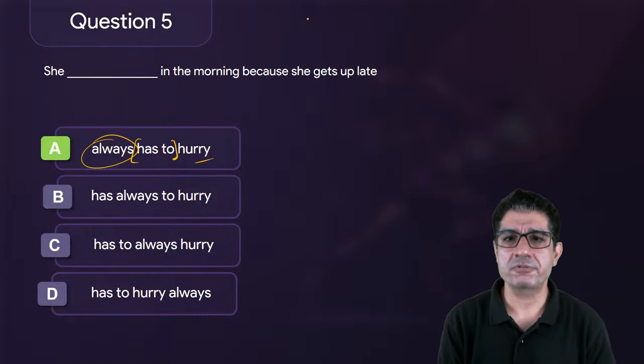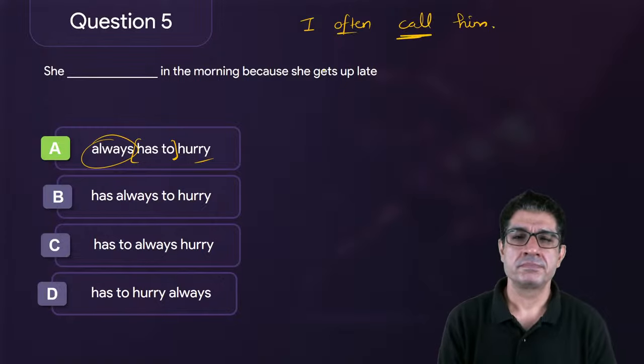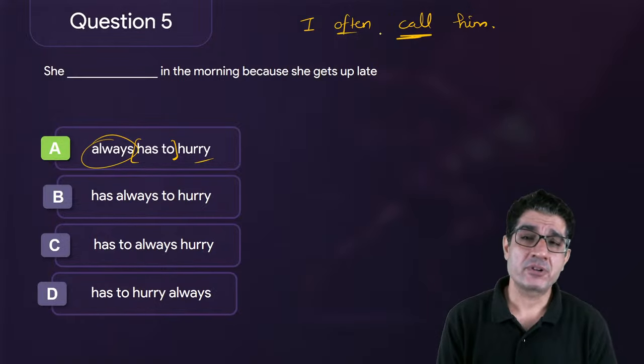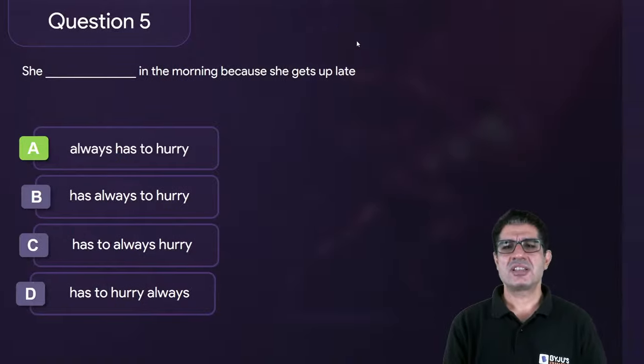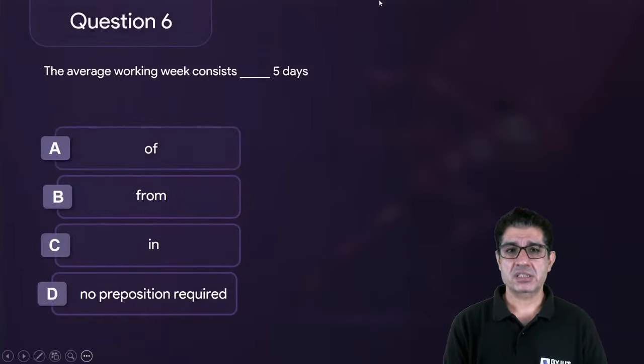So you see, I often call him. So you notice it coming before the verb. And let's say if I'm introducing a modal, where would I put a modal? Let's say I want to put in must. I must often call him, I often must call him. Typically the modal comes after that adverb of frequency. Okay. So that was fifth. Here is sixth.